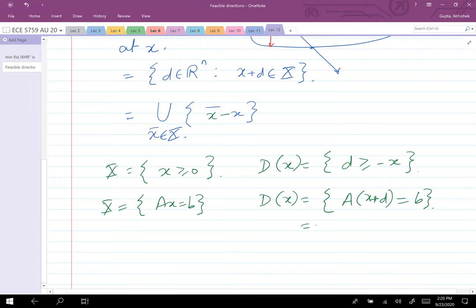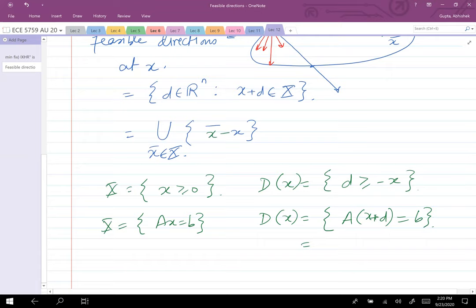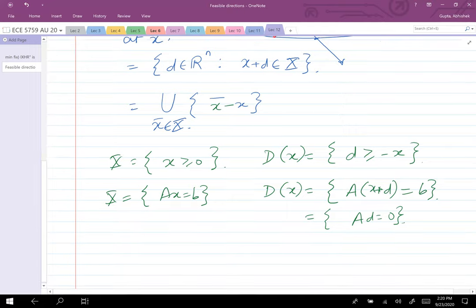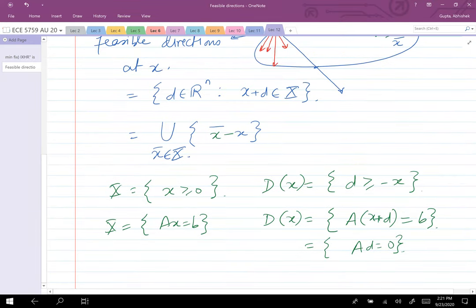Okay. So this is the correct answer, because remember, what did I write here? X plus D should also be in X, which means that A(x plus D) should be equal to B. Now remember that AX was already equal to B because your X is in the set capital X. So what I get is AD equal to zero. So the set of all feasible directions satisfy AD equal to zero. These are the ways to figure out the set of feasible directions in which you can travel without going out of the set. So now we have all the tools needed to develop algorithms for optimization over convex sets. If you have any questions on the set of feasible directions or the projection theorem, now is the time to ask.